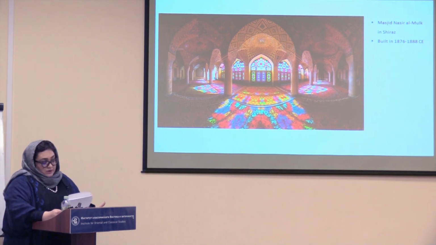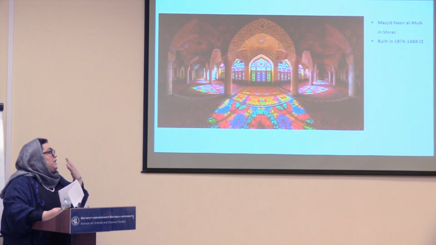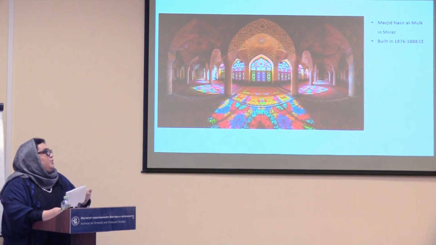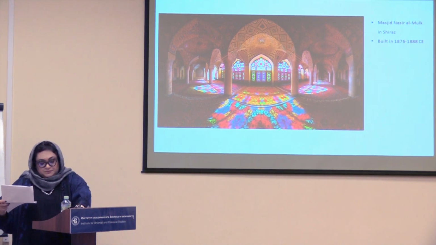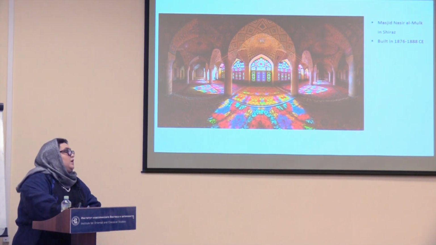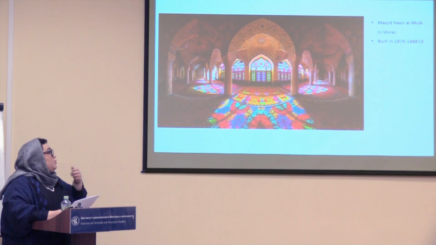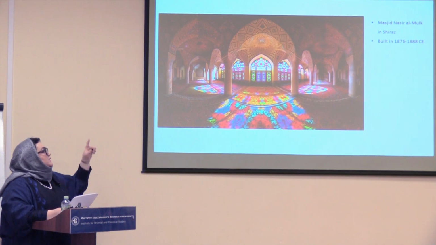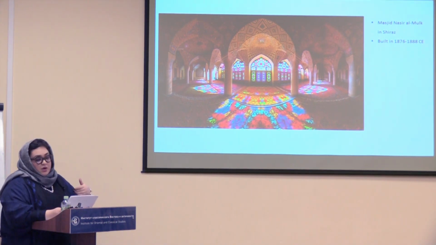Now this mosque was built between 1876 and 1888, and it is an example of an Islamic monument in which the deployment of light and color has been used not only to create a beautiful environment, but a sacred ambience for both the visitors and worshippers. It is also known as the Pink Mosque, and this is because of the colored glass that you see and the reflection into the interior of the mosque.